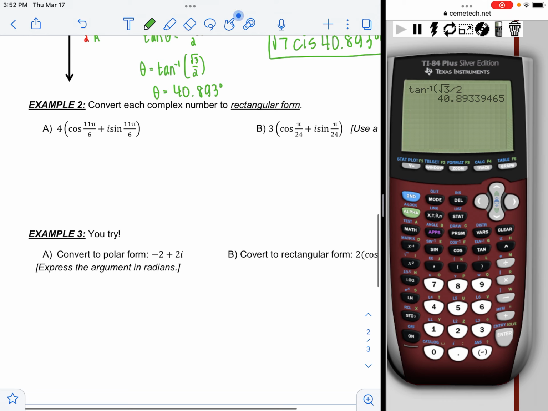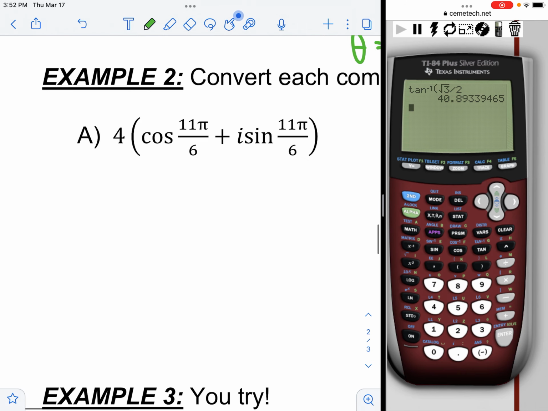All right. Lastly, we have to convert a complex number from polar form to rectangular form. And then there's some you tries. So you can pause the video, try them on your own, and then check back to see how you did. All right, so I have to convert to rectangular form. If you look, this is r cosine theta plus i sine theta. I'm given r and theta, and I need x and y. So this is actually pretty simple.